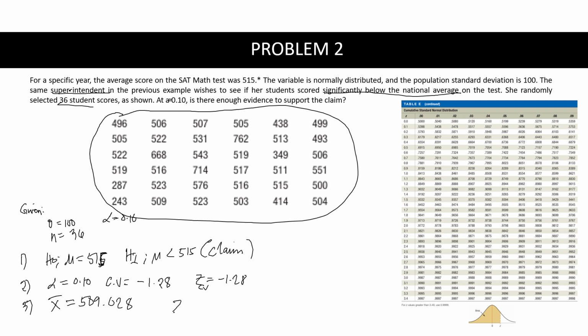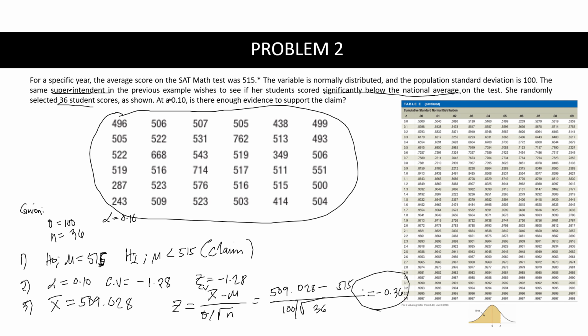So now we can compute our z value. The mean minus the mu over the standard deviation over the square root of n, we have 509.028 minus 515 over 100, which is the standard deviation, over the square root of 36. By the use of your calculator, we can compute that the test value is negative 0.36. Negative 0.36 is our test value.